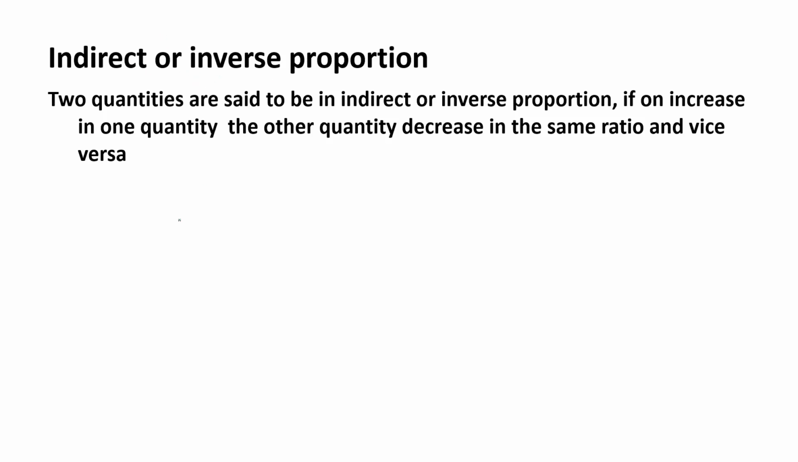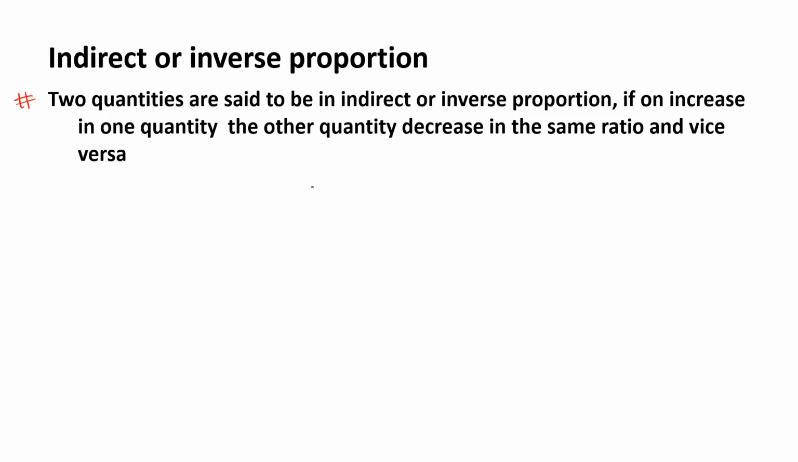The definition of indirect and inverse proportion is on your screens now. Two quantities are said to be in indirect or inverse proportion if an increase in one quantity makes the other quantity decrease in the same ratio, and vice versa. If we increase one quantity, then the other quantity would decrease. If we decrease one quantity, the other quantity would increase in the same proportion. Then we can conclude that those two quantities are in indirect or inverse proportion.